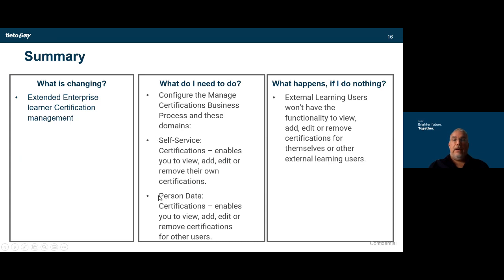You find them under Talent Core. If you can't find them, they're actually in Talent Core. If you do nothing, then these external learning users won't have the functionality of this certification to add, edit, or remove them for themselves or external learners. So it's really useful functionality if you are using the extended enterprise. You can give the extended enterprise managers, or even the external learners themselves, the ability to start taking control of their certification.